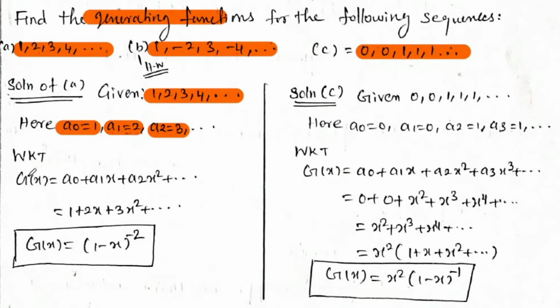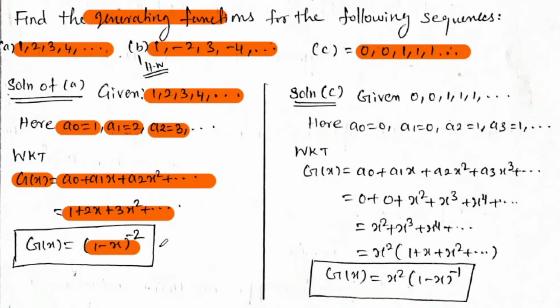We know that the generating function is a naught plus a1x plus a2x square plus etc. A naught is the first value of the given sequence, so we get 1 plus 2x plus 3x square etc. This is a geometric series, so we can write this series as (1 minus x) power minus 2, if modulus of x is less than 1. So this is the generating function for the given sequence 1, 2, 3, 4, etc.